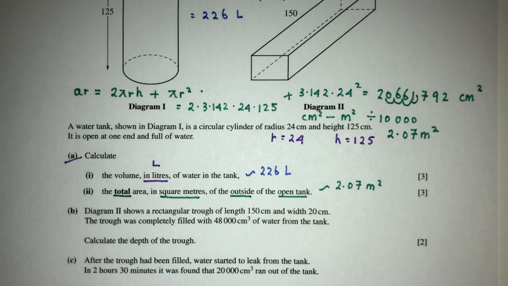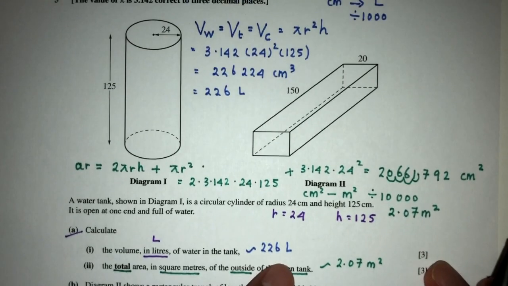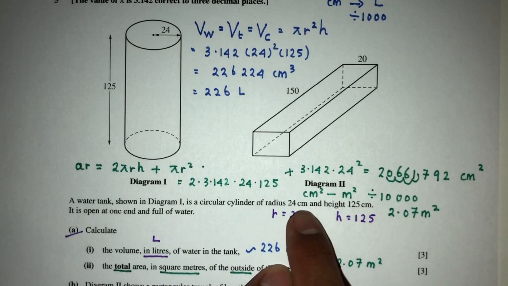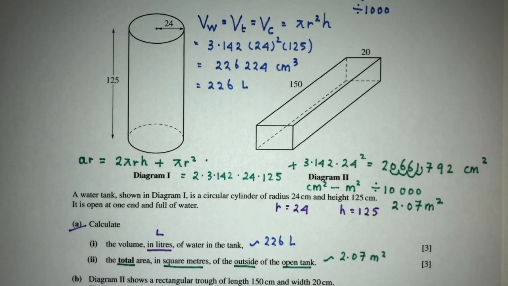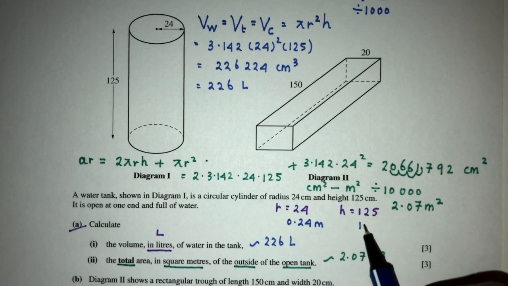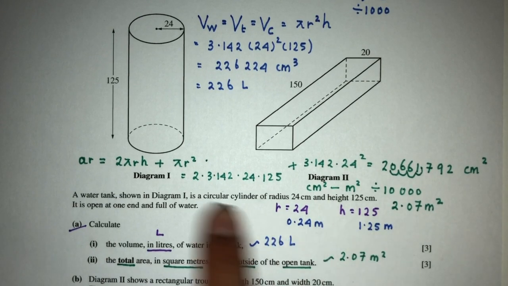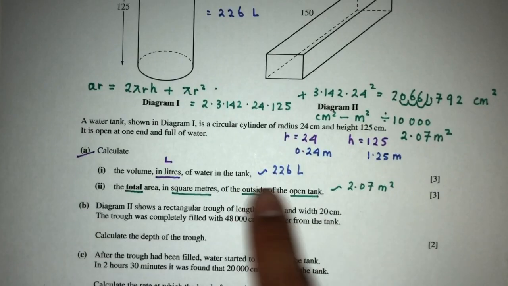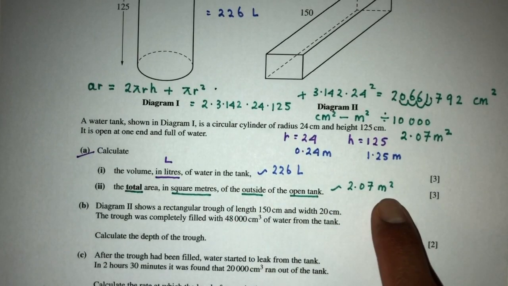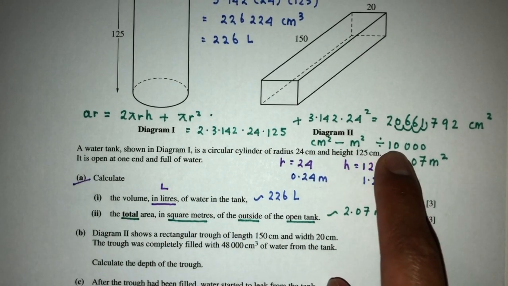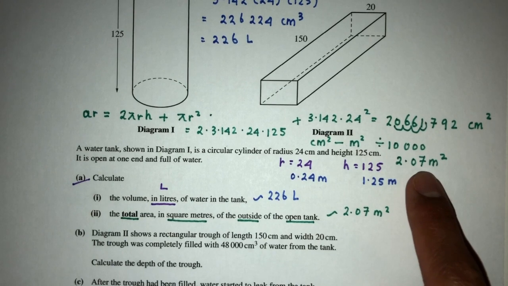So another way of doing this, to avoid this step, is you can first just convert those lengths to meters. So we know this will be 0.24 meters and 1.25 meters. So once you have those values, you can just plug them in here, and you don't have to convert at the end. You will have the same answer in terms of meters squared directly. But if you follow this step, you have to eventually convert by dividing by 10,000 to obtain this.